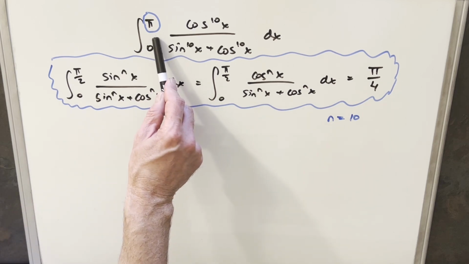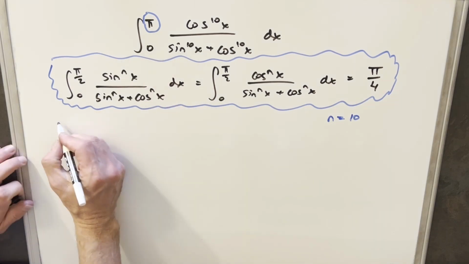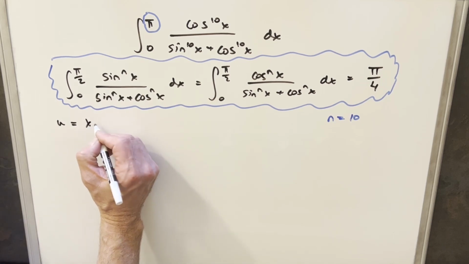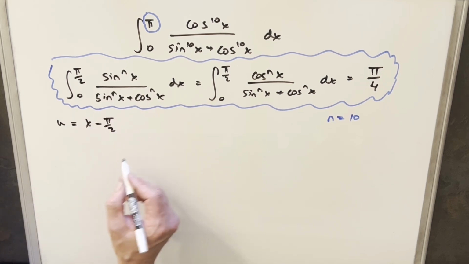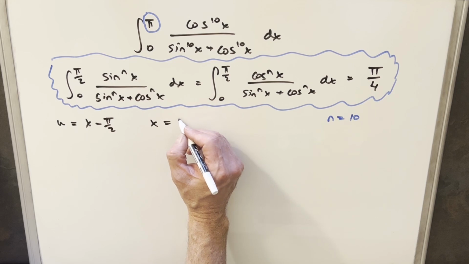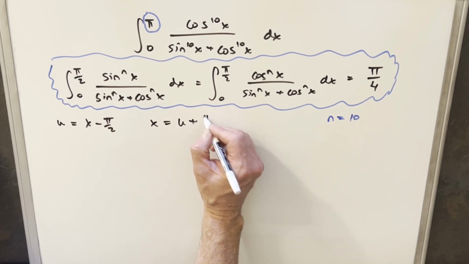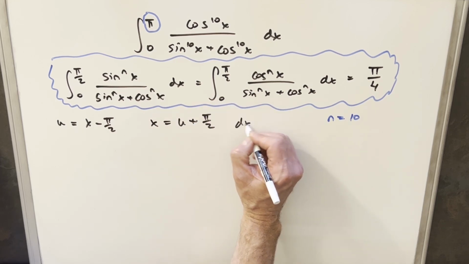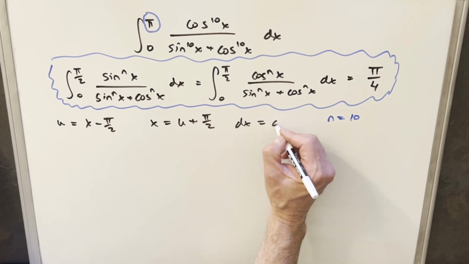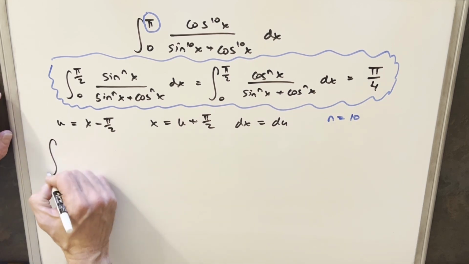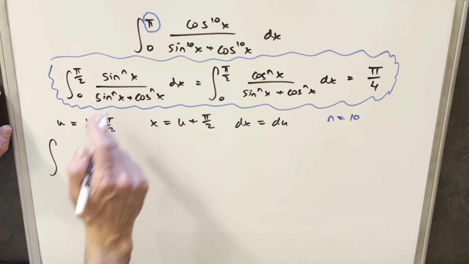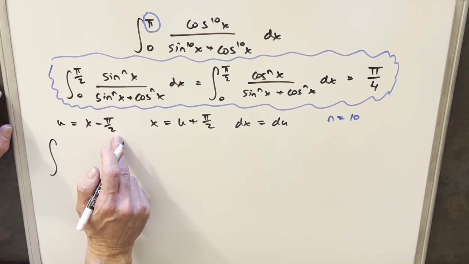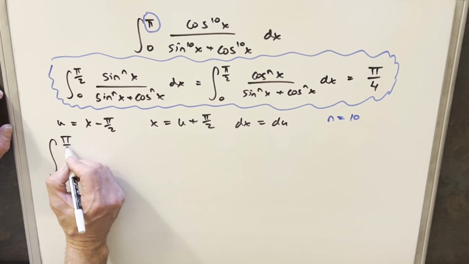I want to do something to get my bound down to pi over 2, and so what I want to do is set u equal to x minus pi over 2, and then just solving for x, that's going to give me x is going to be u plus pi over 2, and finding my dx value, taking the derivative, that's just going to be du. So when we make this substitution, we'll plug in pi minus pi over 2, which is going to give me pi over 2 for my upper bound.